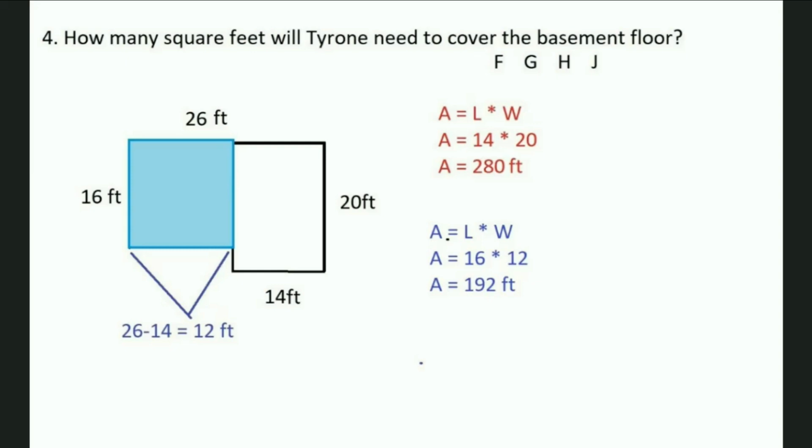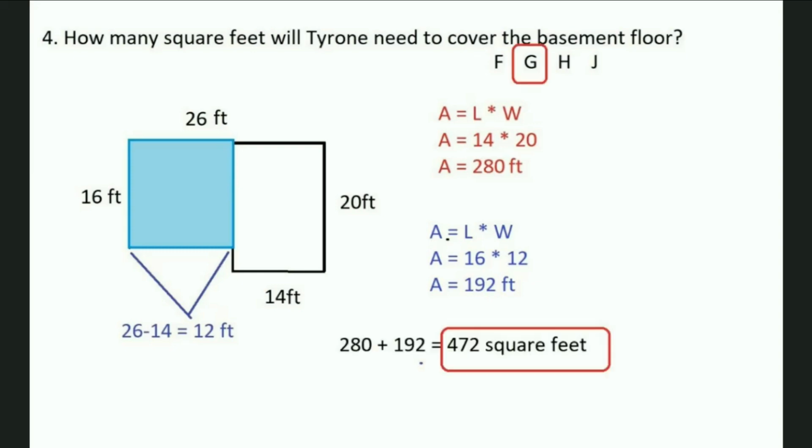So the only thing we have left to do is to add our two rectangles, and we will have the amount of carpet we need to cover that basement floor. So 280 plus 192 is 472 square feet. The answer is G.